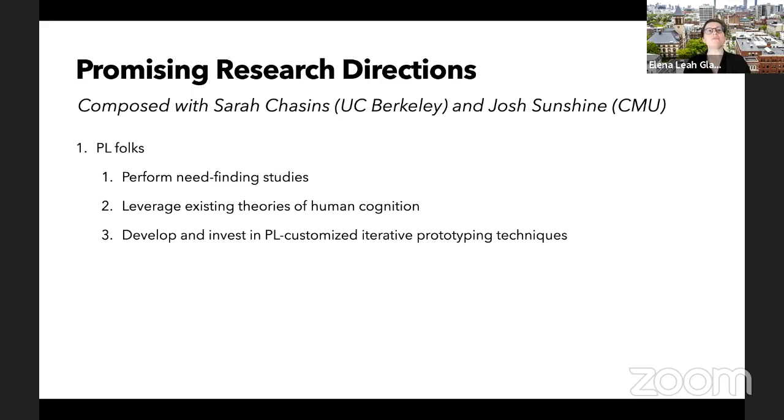And then third is to develop and invest in PL-customized iterative prototyping tools and techniques. I've been talking to a lot of synthesis designers about how they prototype something that doesn't exist yet. My initial thought was, well, Wizard of Oz. That's where someone pretends to be the computer, like the wizard behind the screen in the classic movie, so you can make use of human intelligence to fake a new intelligent computer program.